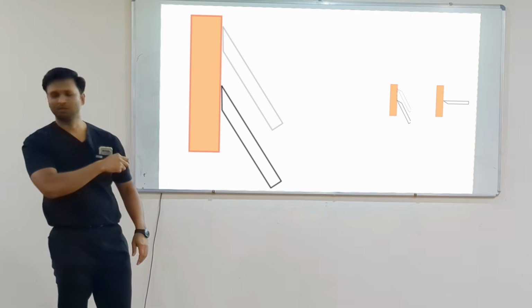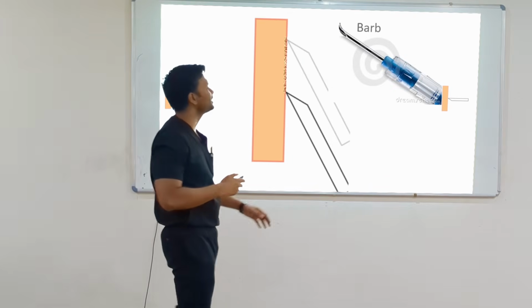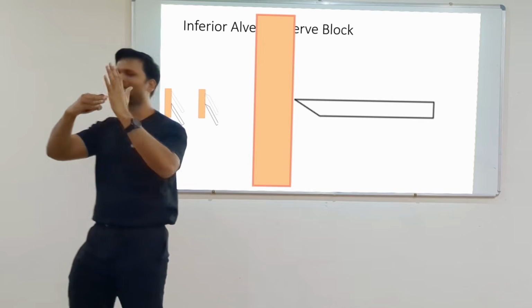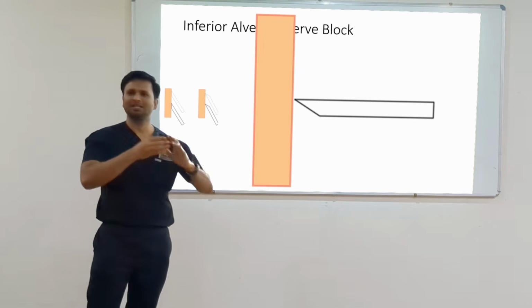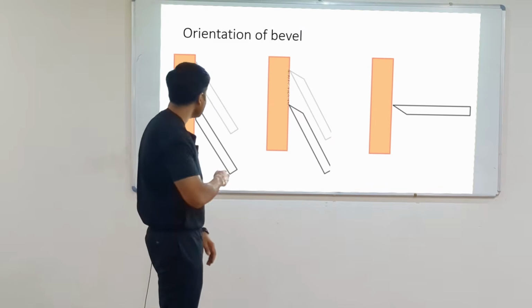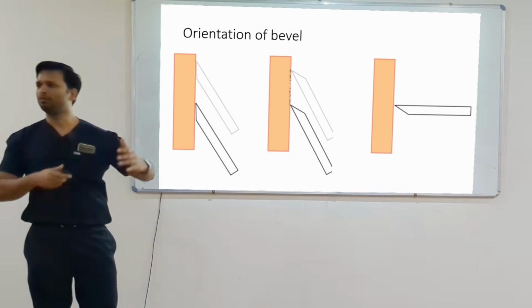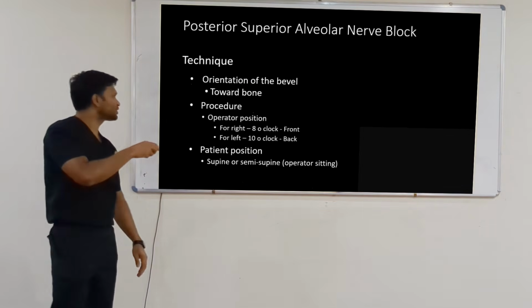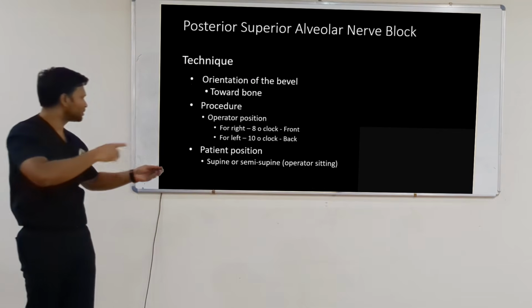towards the bone. Okay, and the third condition is where the needle is approaching the bone at a perpendicular angle, a 90-degree angle. In this case, it doesn't matter आपका bevel क्या है, right? So this is why we need to keep the bevel towards the bone. Now coming back to the PSA technique, orientation of bevel अब समझ आ गया होगा, towards the bone.